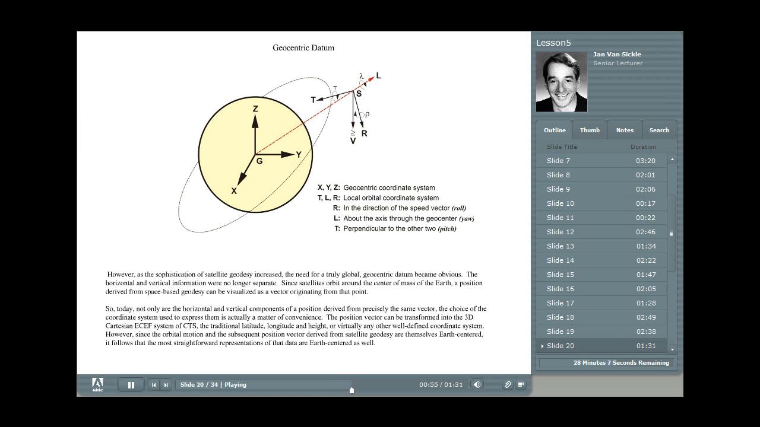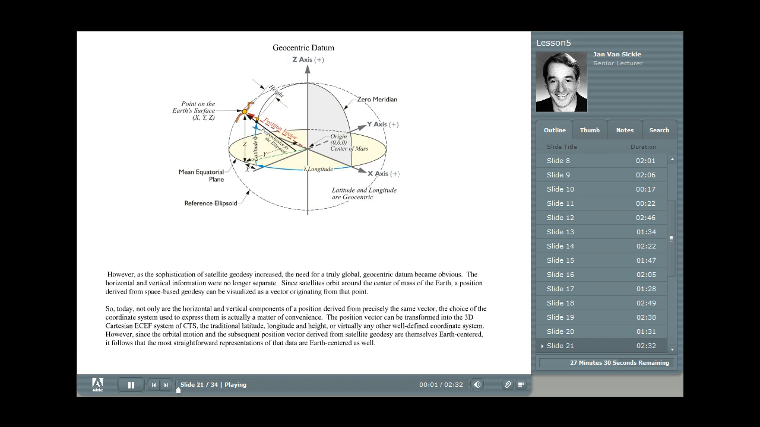And the position vector can be transformed into 3D Earth-centered, Earth-fixed XYZ or CTS position, the traditional latitude, longitude, and height, or virtually any other well-defined coordinate system. However, since the orbital motion and subsequent position vector are derived from satellite geodesy themselves, they are Earth-centered. The satellites, in other words, orbit around the center of mass of the Earth. Therefore, the most straightforward representation of that data should be Earth-centered as well. And that, of course, is where we began the current discussion: Cartesian XYZ coordinates, Earth-centered.